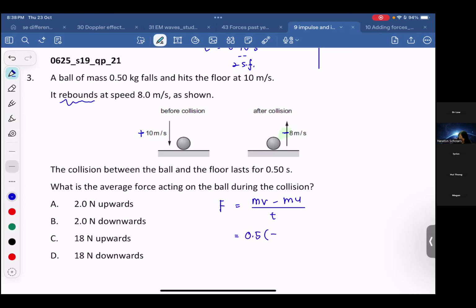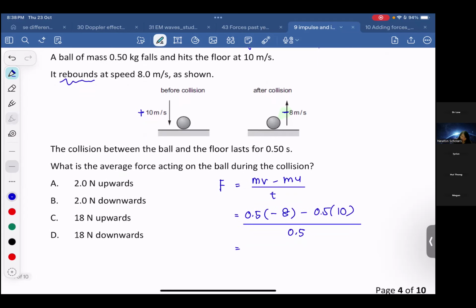(0.5) final is minus 8. Minus 0.5 initial is 10. Divided by the time 0.50. Okay, so here I want to emphasize for this question is the rebound. So it's already opposite direction. We have to put a negative. Opposite direction. So my answer at here, I will get a negative 18 Newton.